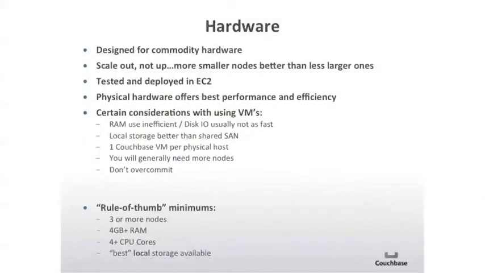Okay, so for hardware, when you're first getting started, Couchbase is designed for commodity hardware. Now, commodity means different things to different people. A 128 gig SSD-based 32-core 3U system might be commodity for some people. An M2 extra large Amazon instance is commodity for others. So whatever your definition of commodity is, Couchbase should be able to run on that.